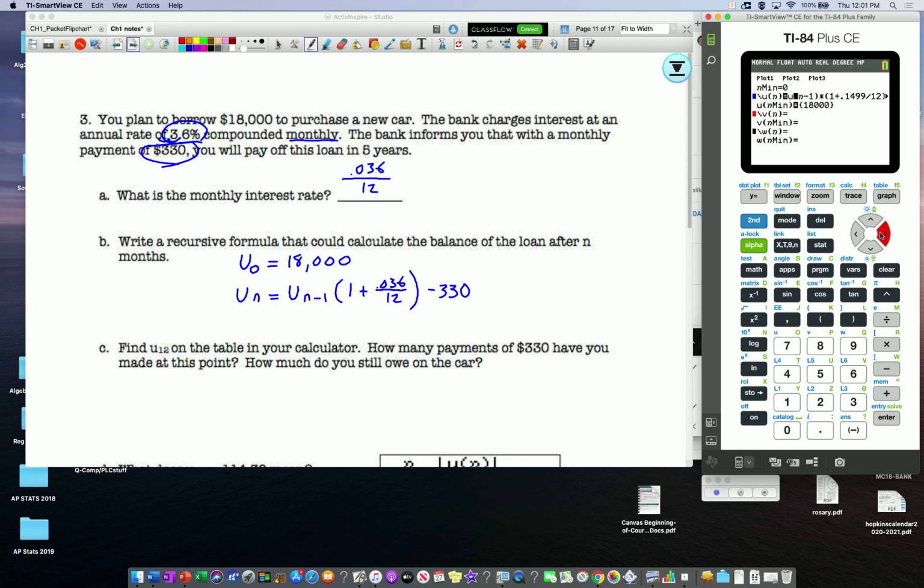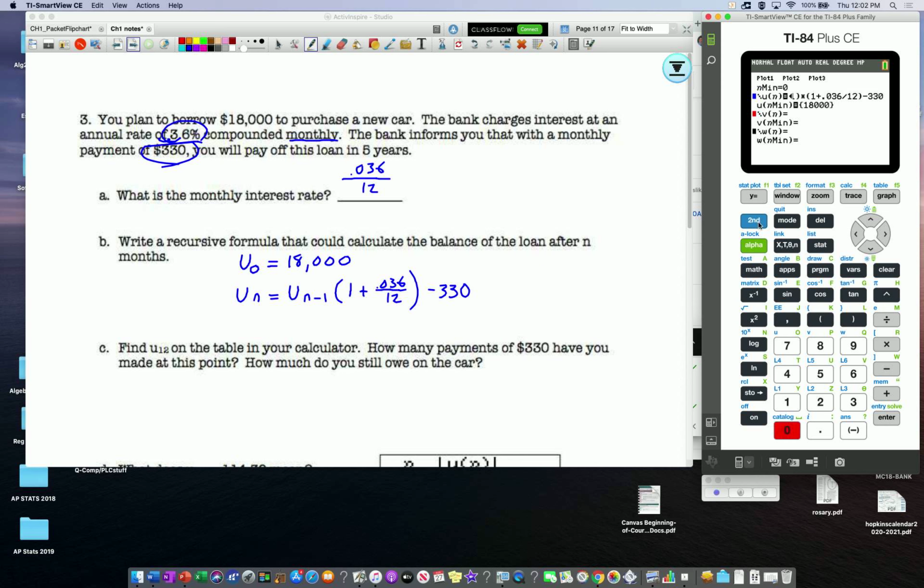So I go U sub n equals U sub n minus 1. Now I'm going to change all this. So 1 plus 0.036, dividing it by 12. We'll close parentheses. But I'm going to make a monthly payment of $330. Okay, so that all fits in there nicely.